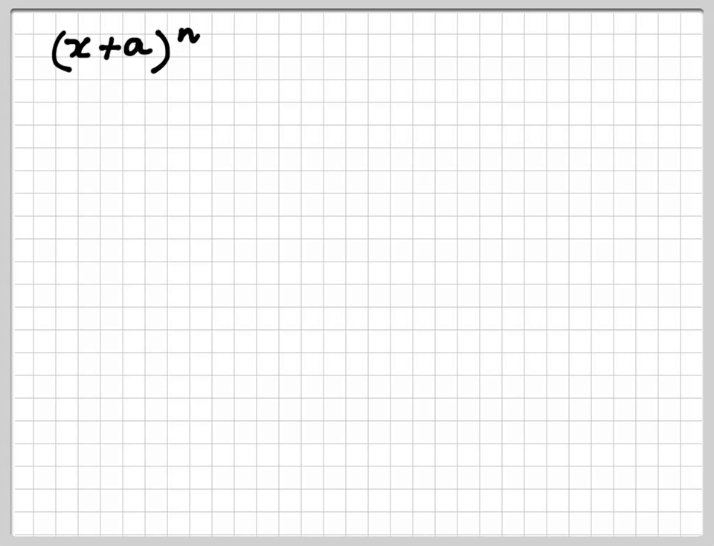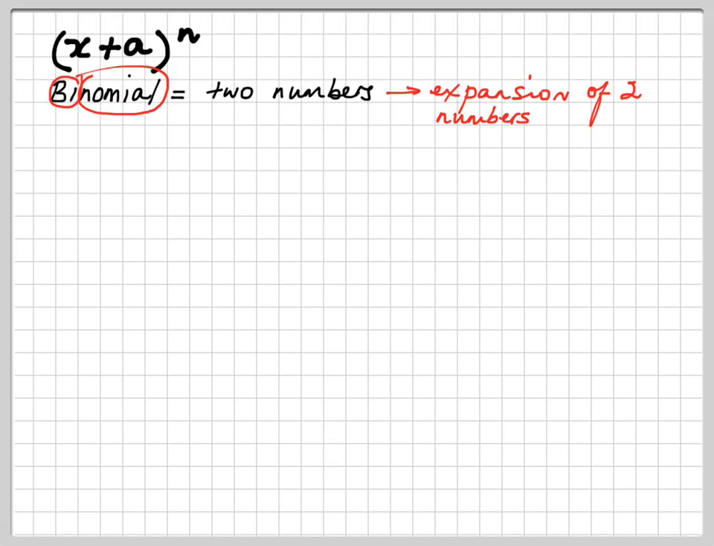What have we got? X plus a to the n. Now, I'm just explaining there that binomial means two, and that's the bi, and the nomial means numbers. So it's two numbers, expansion of two numbers, yeah? Very excellent. So now let's have a look at a couple of examples.